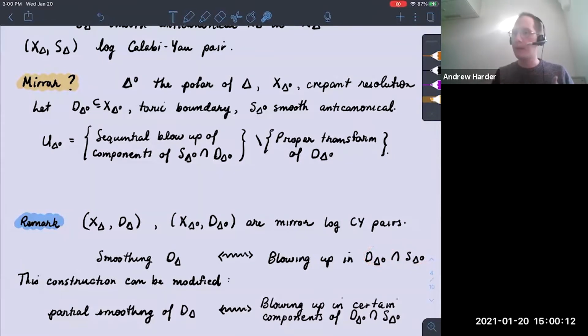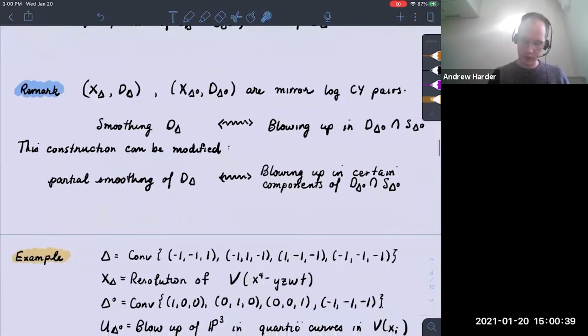So you can modify this mirror construction to say, if I only want to partially smooth my toric boundary divisor, I can only partially blow up the base locus of this pencil, and this will in the same way give me mirror pairs that look fairly similar. But in this case, the mirror won't be projective over A1; it'll be projective over some higher dimensional base.